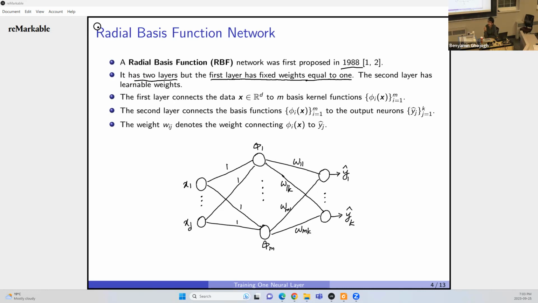So we don't learn the first layer. The second layer has learnable weights. Now the first layer connects the d-dimensional data to m basis kernel functions. When we say we have basis vectors for a space, every point in this space can be represented as a linear combination of the basis vectors. Likewise, we can have basis functions and represent any function as a linear combination of these basis functions.